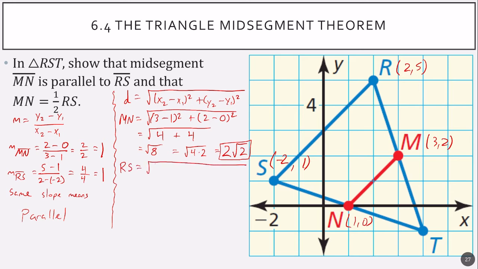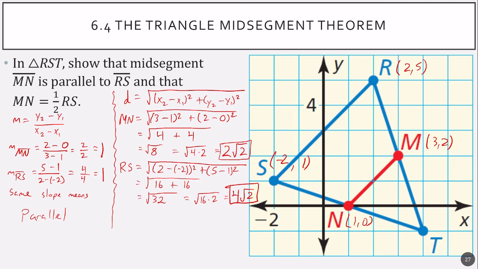RS. x2 is 2. x1 is negative 2. y2 is 5. y1 is 1. 2 minus negative 2 is 4. Squared is 16. 5 minus 1 is 4. Squared is 16. 16 and 16 makes 32. Oh, but wait, that's 16 times 2. The square root of 16 is 4. Square root of 2.